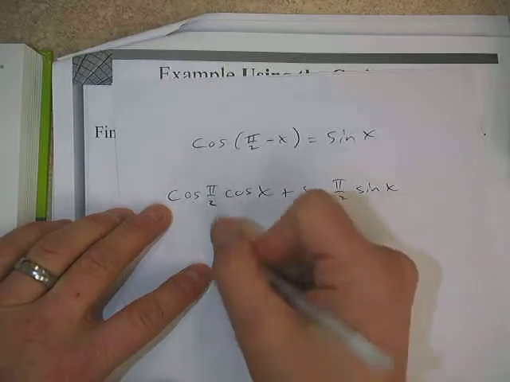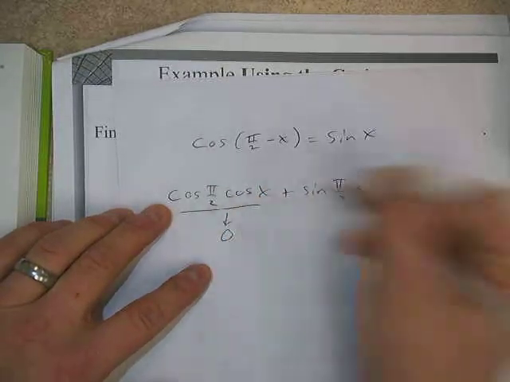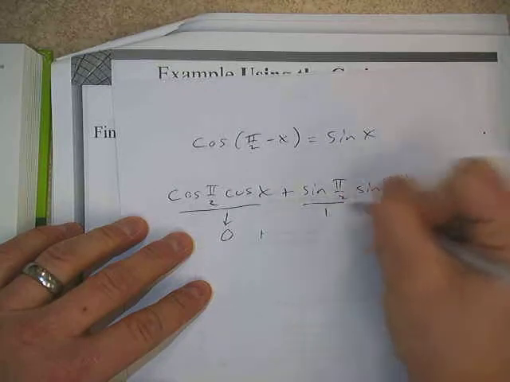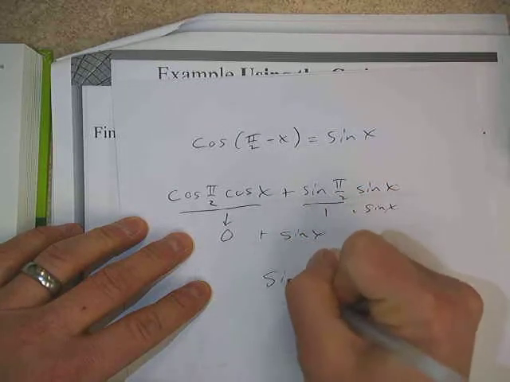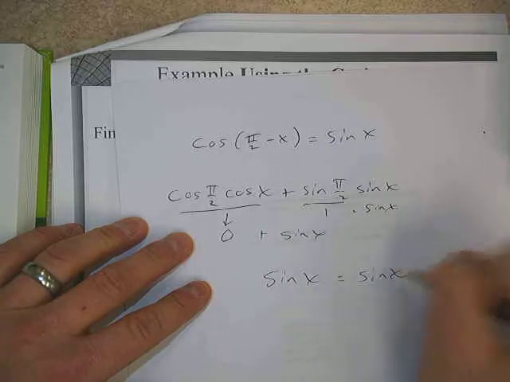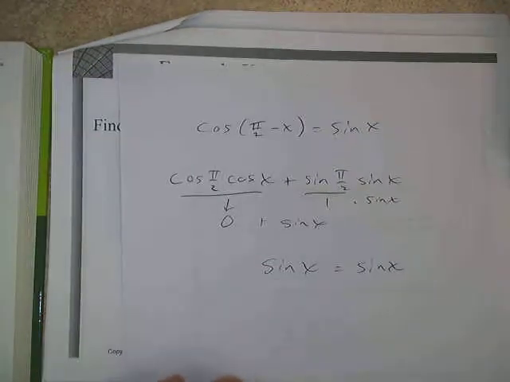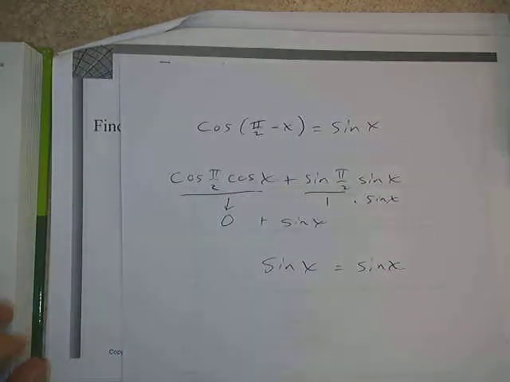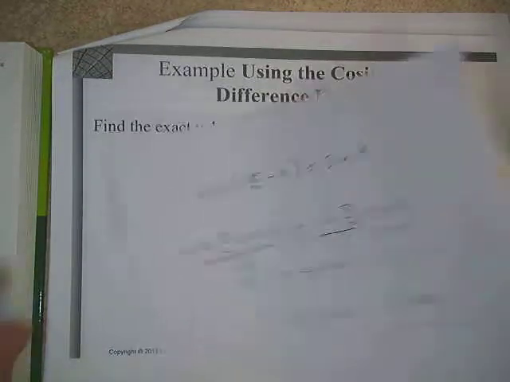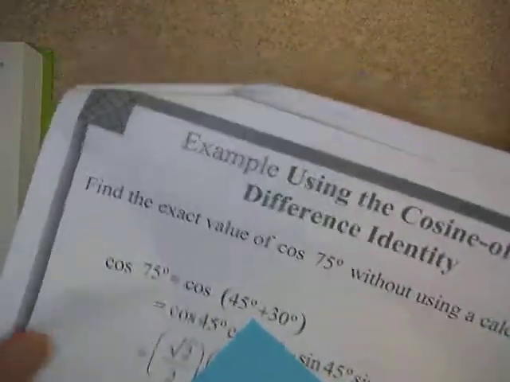So the left side of the equation we're manipulating as such. Cosine of pi over 2 we know is 0, so that whole thing right there would be 0. And then on this side we'd have 1 times sine x, which of course would be sine x. And so we'd have on the left side sine x, on the right side sine x, and hence we've proven, with our new formula, that this sentence that we had above is true.